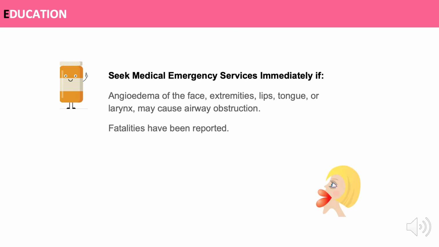Very important to counsel or educate your patient that with ACE inhibitors, there is a risk of angioedema. This can occur anywhere: lips, tongue, larynx. It can cause airway obstruction. Angioedema can occur anywhere. Patients have experienced this in extremities, and unfortunately, deaths have been reported. So it's a very serious side effect. Patients need to be educated.